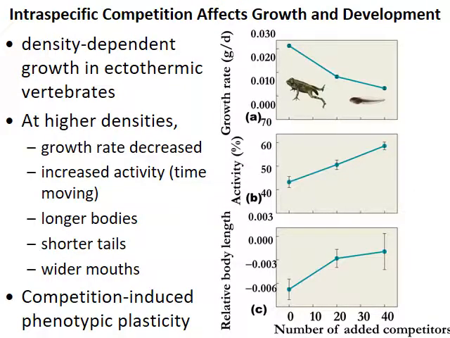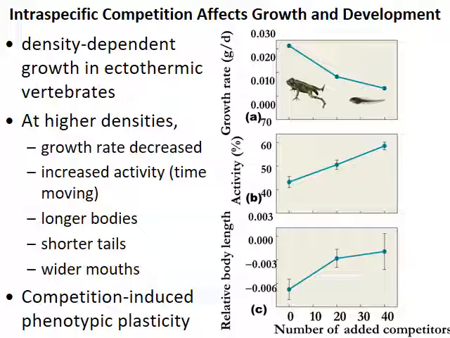We see this not only in plants, but also in animals. Here's an example of some ectothermic vertebrates. So we've got frogs here. We see that at higher density, so number of added competitors is our x-axis, there's a decrease in growth rate, so they grow more slowly.